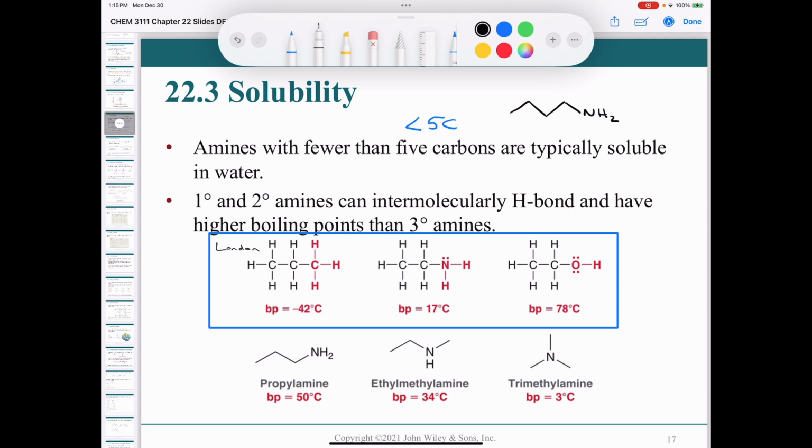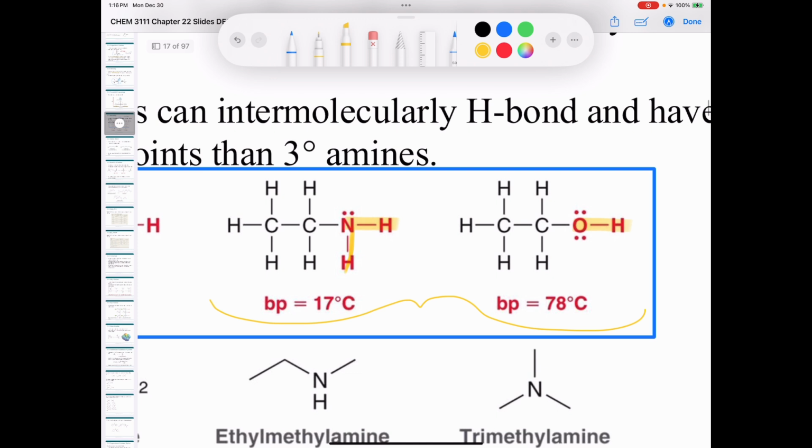Then if we compare these two compounds here, if you take a look at the ethylamine and the ethanol, right, they're both capable of hydrogen bonding. We can see that the amine has two nitrogen-hydrogen bonds, and so that meets the requirement for hydrogen bonding. And then, of course, ethanol meets the requirement for hydrogen bonding as well. But why is it that ethanol has a boiling point that is so much higher than ethylamine?